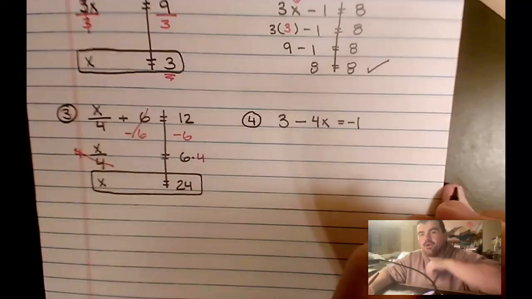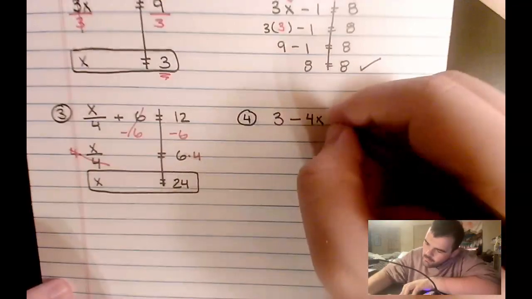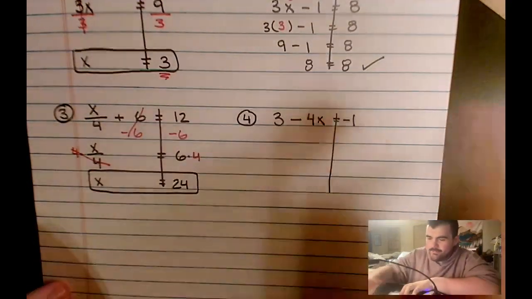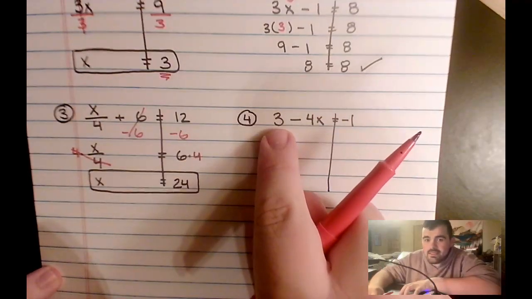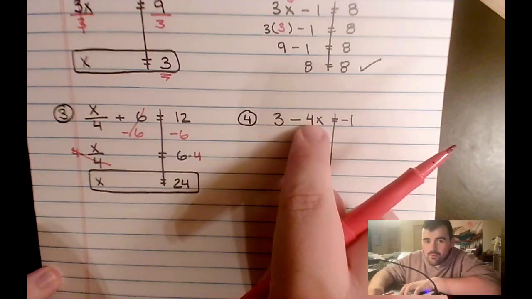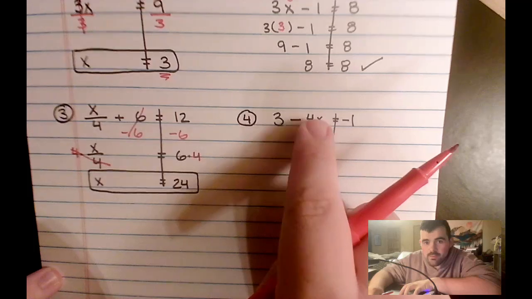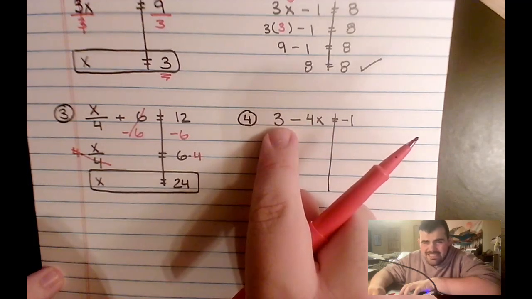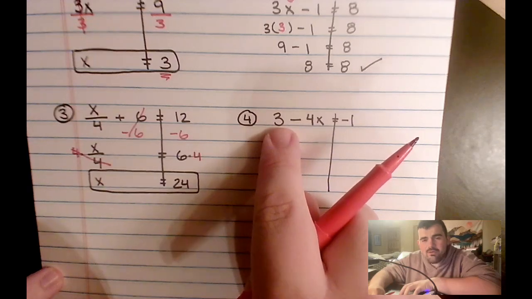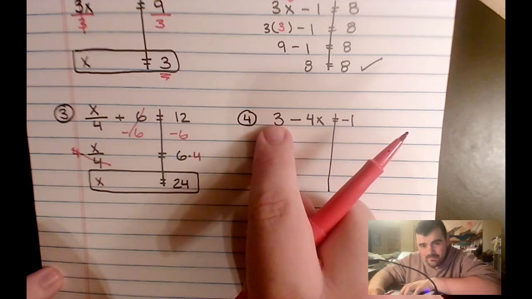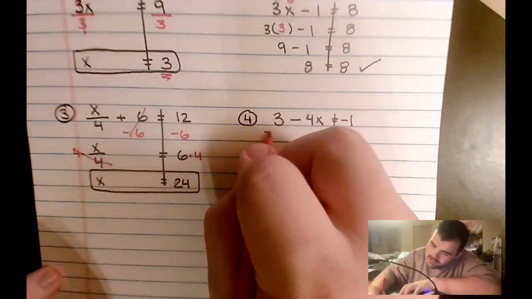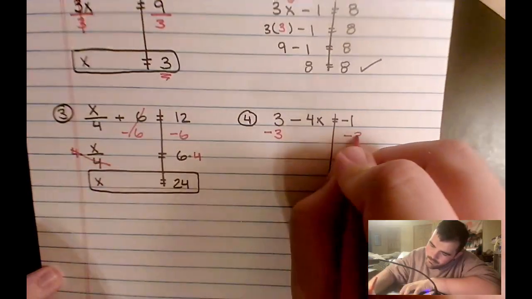3 minus 4x equals -1. Okay, be a little careful here. 3 is the thing that doesn't have the variable, and -4 is the one that does. Okay, so we want to get this by itself. To get rid of that 3, do I add it? Well, no, because this 3 is positive. By adding 3 to both sides, we're not going to get anything away from this side. Because that's a positive 3, subtract 3 from both sides.